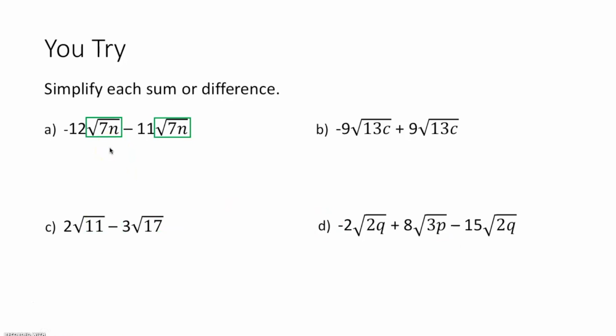You try. Okay, so part A, do we have like radicals? Yes, we have the same thing on the radicals, so we're going to keep that radical and we're going to combine what's out front of the radicals, the coefficients. So what are our coefficients? Negative 12 and negative 11. Negative 12 minus 11 is going to make it negative 23.